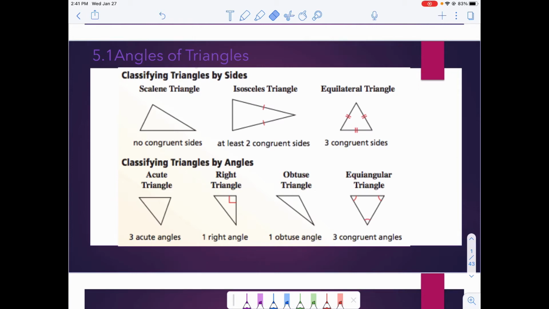Hi guys, this is 5.1 angles of triangles. So this is new information and let's go ahead and get started. First we're going to get started with classifying triangles by sides and angles.